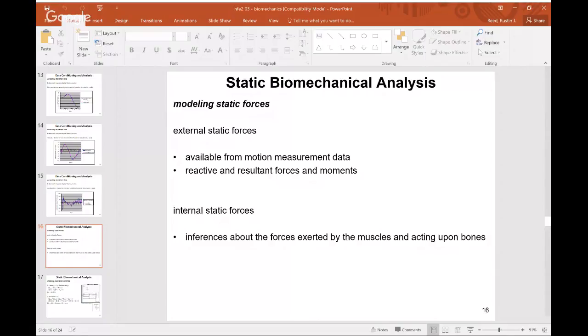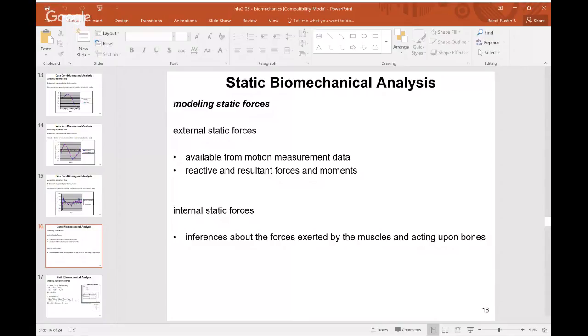External static forces use data available from motion measurement and look at reactive and resultant forces and moments. For internal static forces, we have to make inferences about forces exerted by the muscles acting upon bone, and we'll talk more about that. All right, you can see here on the right, we've got a forearm holding a weight.